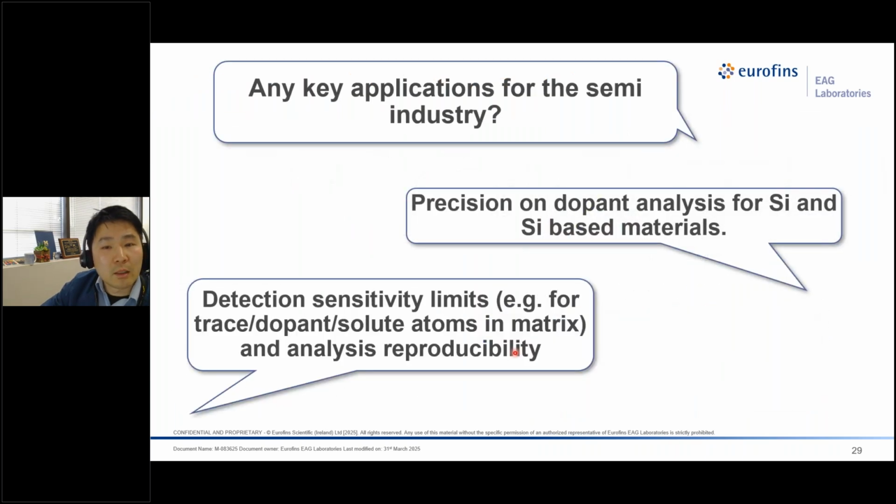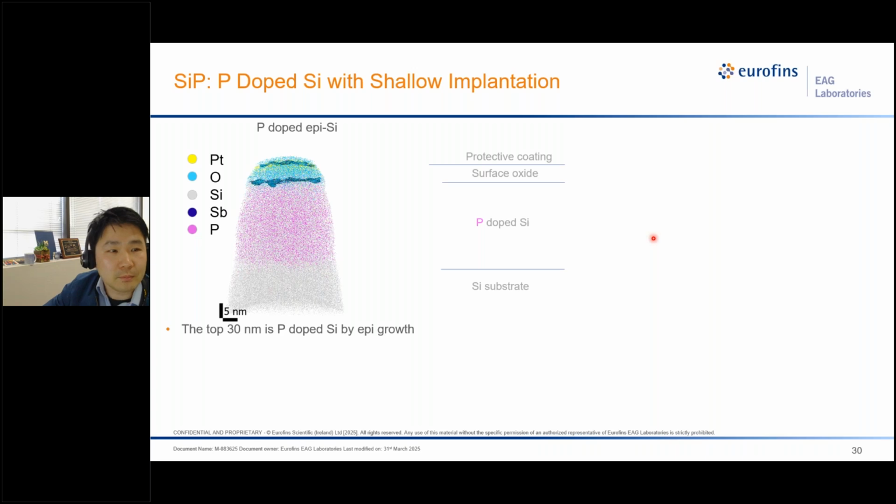So now let's move on to the application for the semiconductor industry. So we saw a lot of interest in the application for semiconductors, regarding the dopant analysis in silicon. So let's take a look at the analysis on the silicon phosphide.